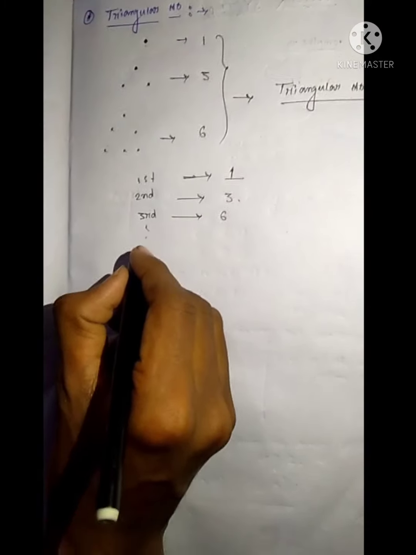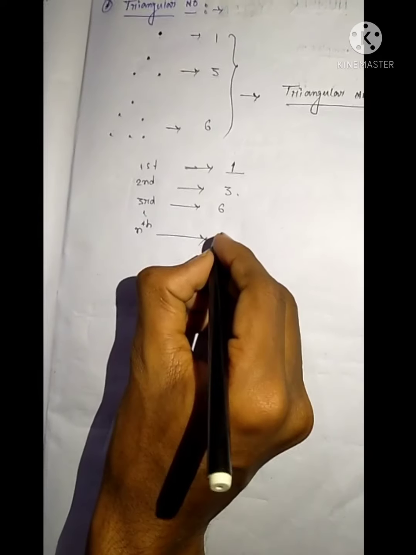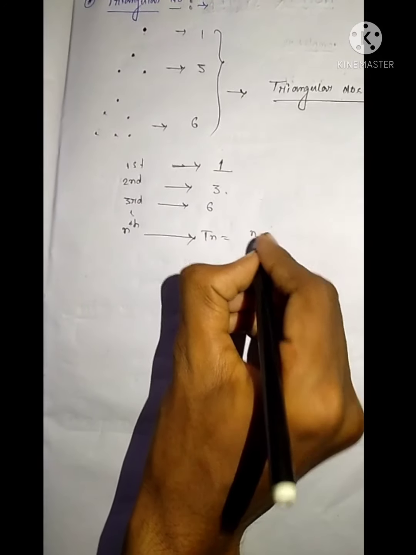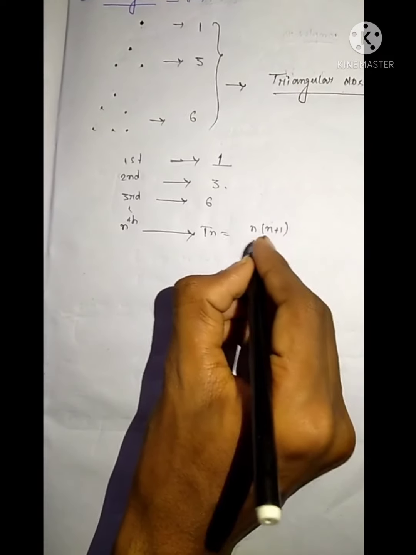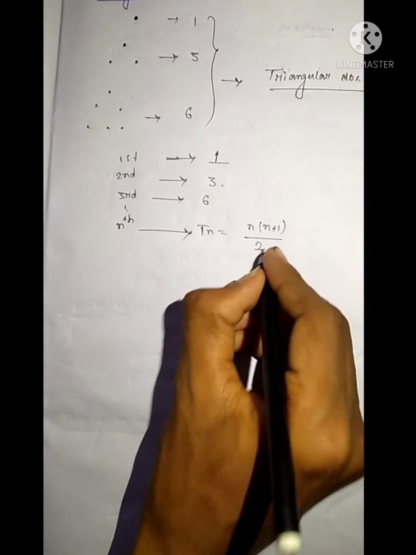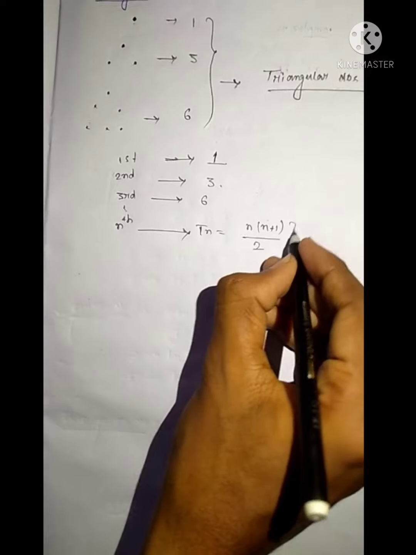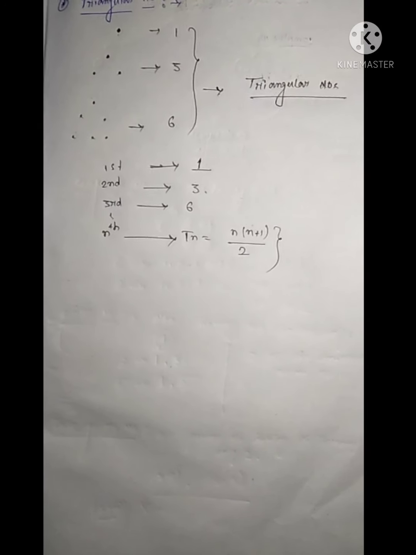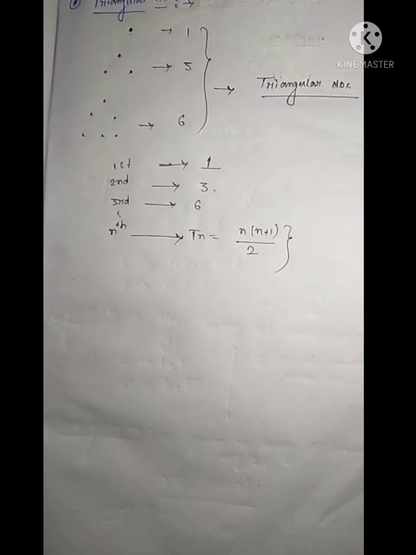In this way, the nth triangular number Tn is equal to n into n plus 1 by 2. Remember this. The nth triangular number Tn is equal to n into n plus 1 by 2.